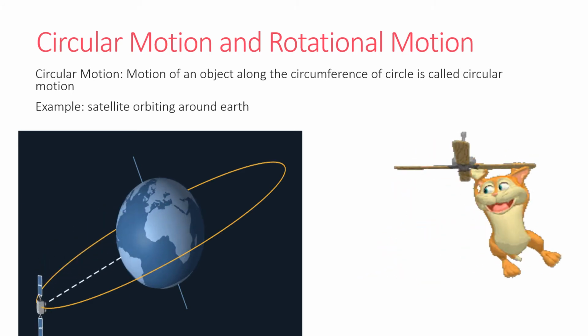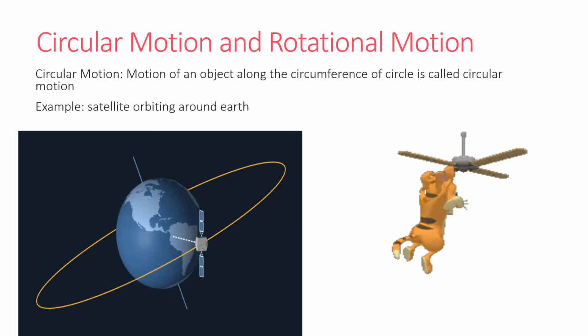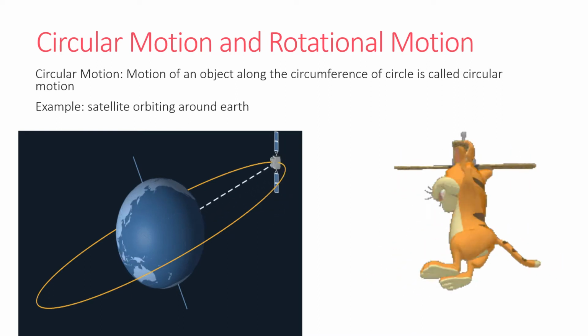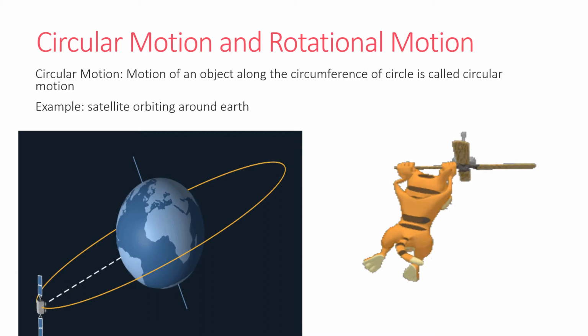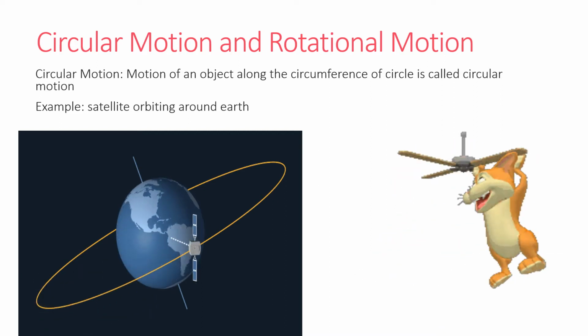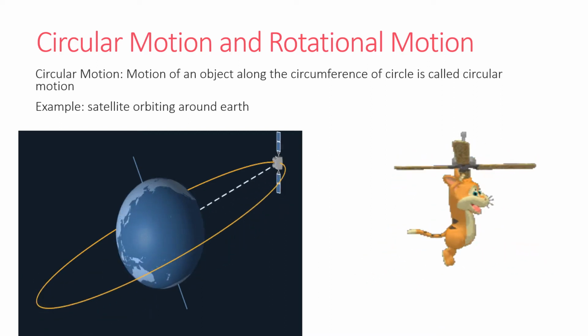Some other examples for circular motion are the motion of a point marked on the blade of an electric fan, or the hands of a clock, or a satellite orbiting around the earth.